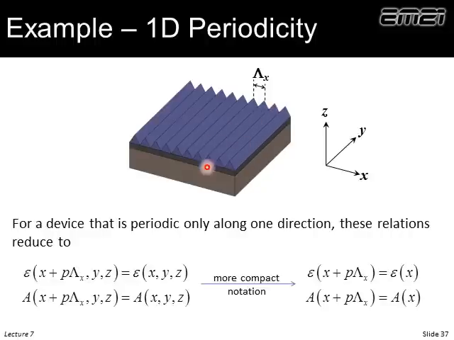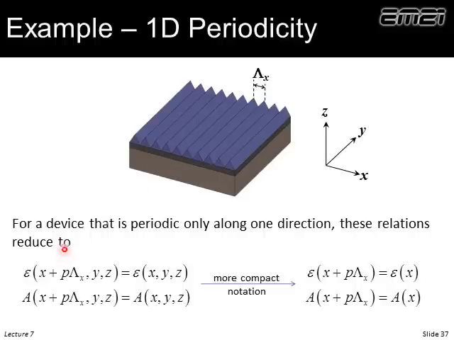It's uniform in this direction, in the y direction, and then in the z direction, we don't really have a grating at all. We have some different layers, but we do have periodicity going along the x-axis. So the x-axis is the only one that has periodicity.